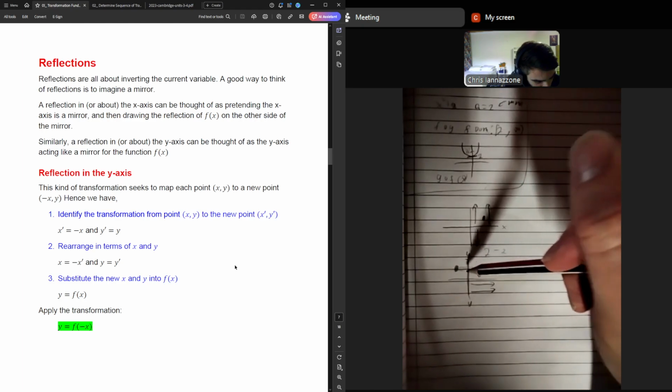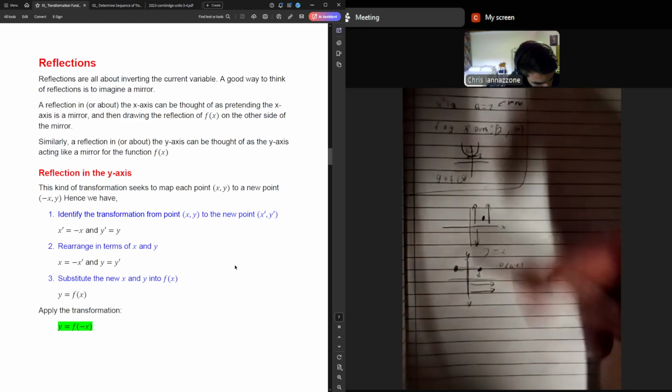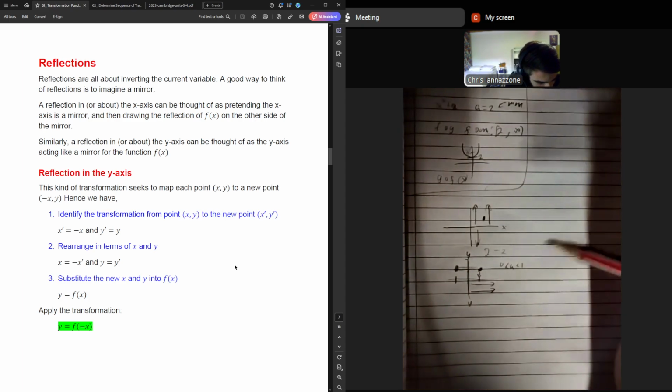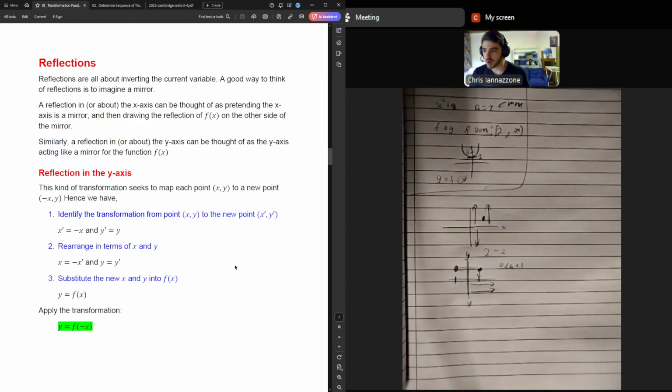Now if we compare the location of these 2 points, we'll see that horizontally they haven't changed. They share the same y value. That hasn't changed at all. But what has changed is the x. Right? This is a negative x, this is a positive x. And so whenever you have a reflection in the y-axis, you have to put a negative sign on the x point.